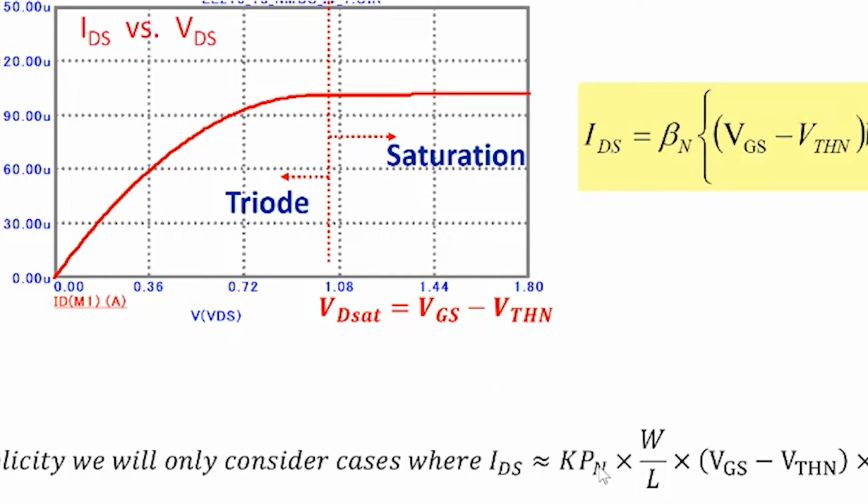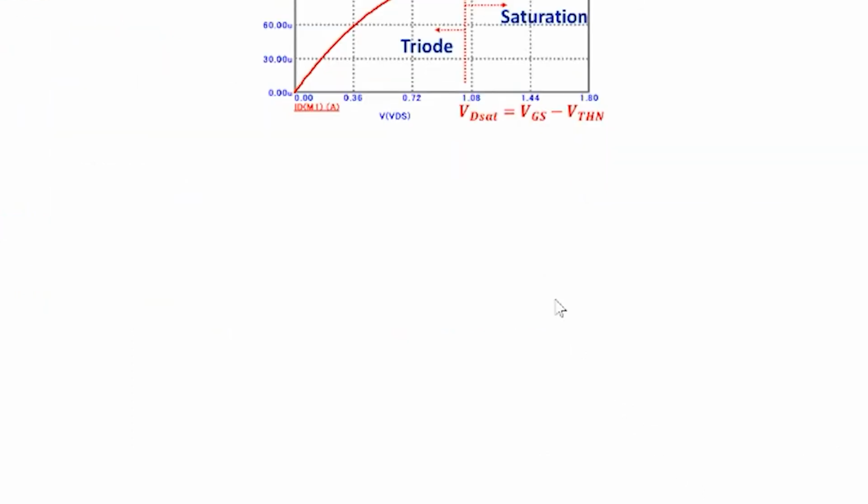So we'll use IDS equal to Kpn W by L, that's nothing but beta n, times VGS minus VTHn, times VDS. We'll use this simplified expression for analysis in this particular course, knowing that if we want a more accurate analysis, we can consider the quadratic term also. There's no conceptual difficulty, except that to keep the analysis simple, we'll use this expression.